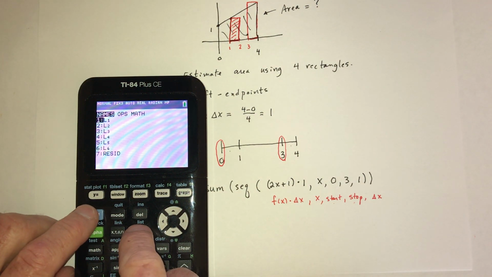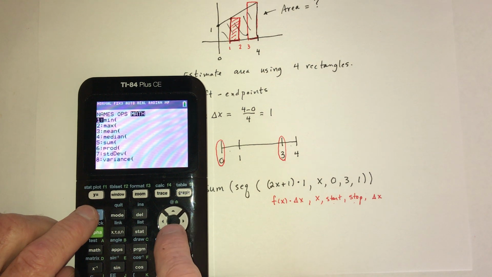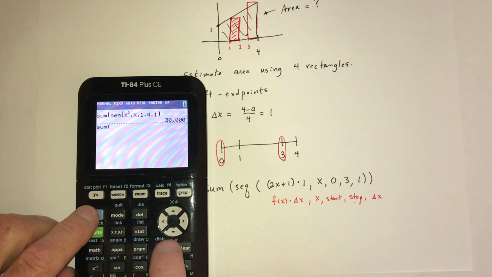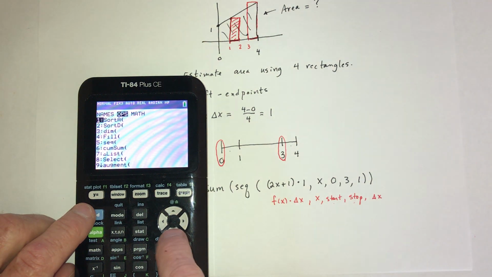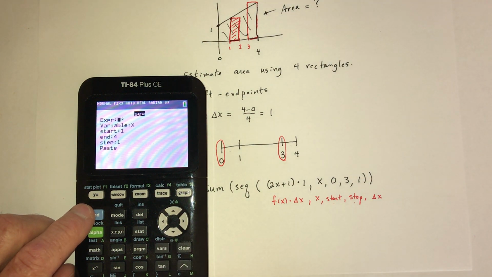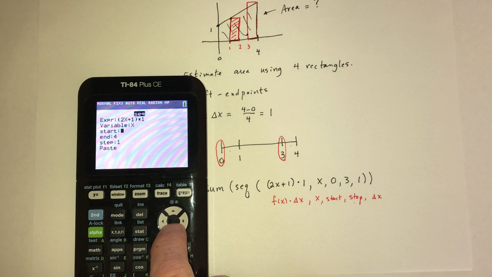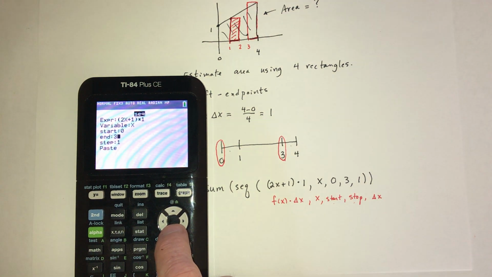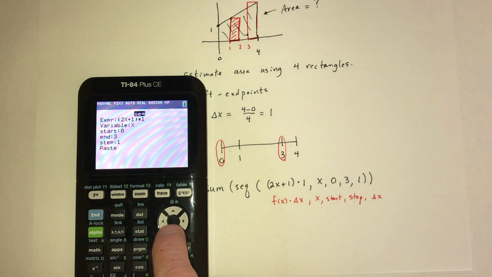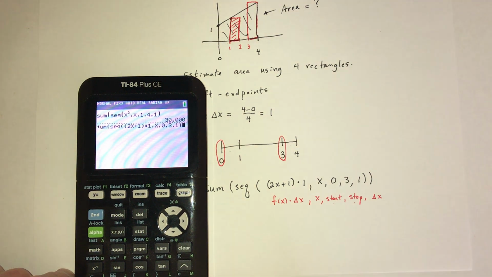So go to second list, go over to math, get the sum. Go to second list, operations, get the sequence. And then this one is going to be 2x plus 1 times delta x. X is the variable, start at 0, end at 3, and go by steps of 1. So the step is the delta x. And then it puts it on the screen, and the estimate is 16.